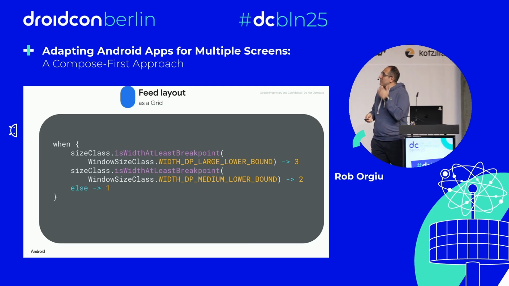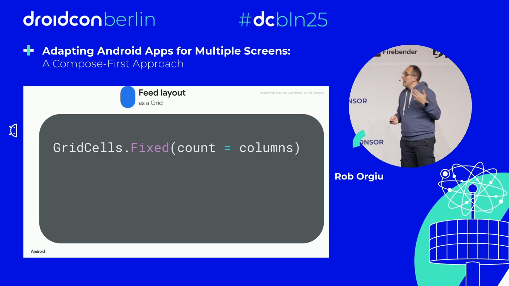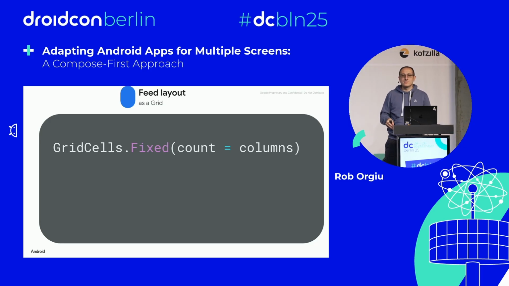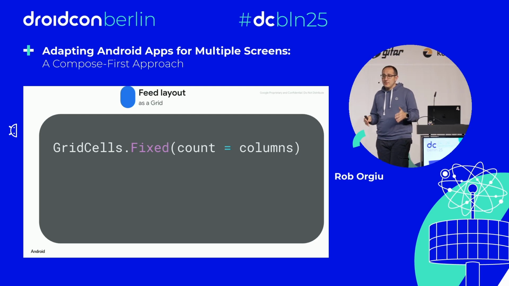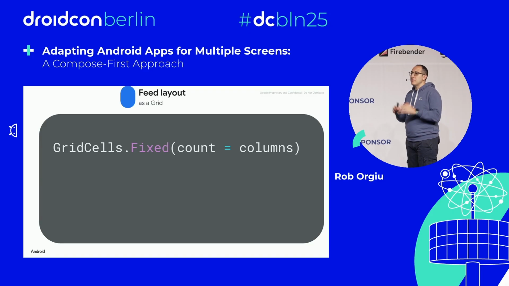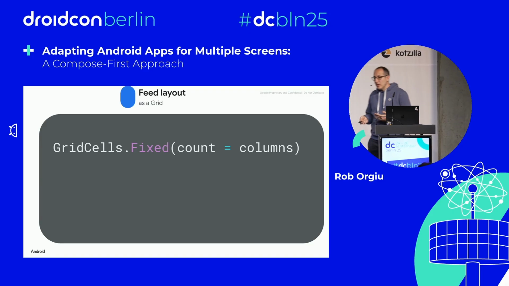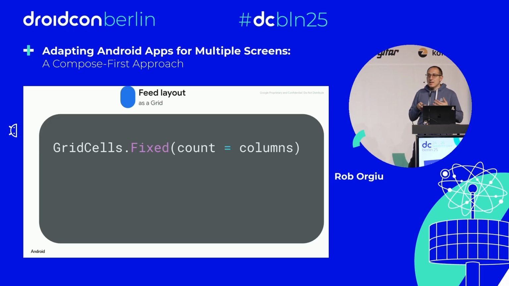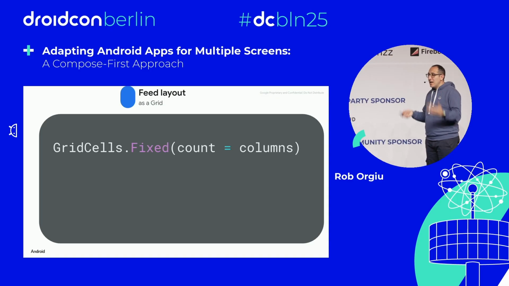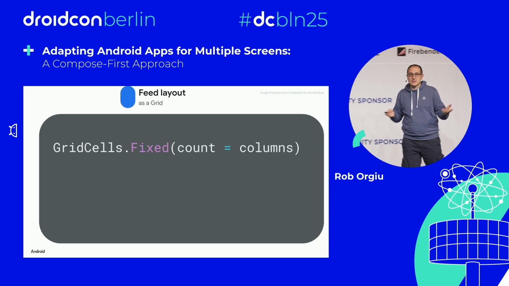OK, so once you have that, you need one small piece, which is telling the grid that you want a fixed number of columns. And that works flawlessly if you have a very precise design with very precise breakpoints, and everything fits together quite nicely. On the other hand, you could also just say, I don't really care about the exact number of columns. I just need them to adapt and be at least 20 dps, let's say.